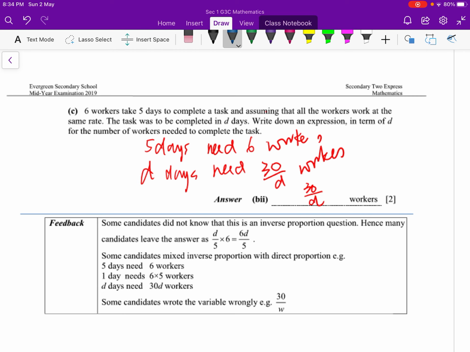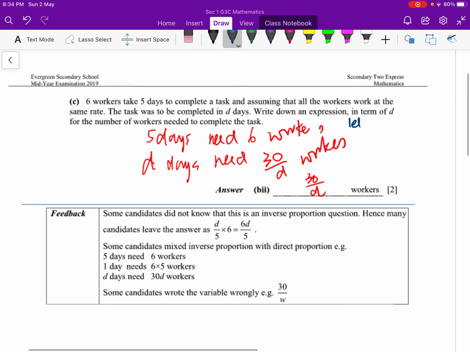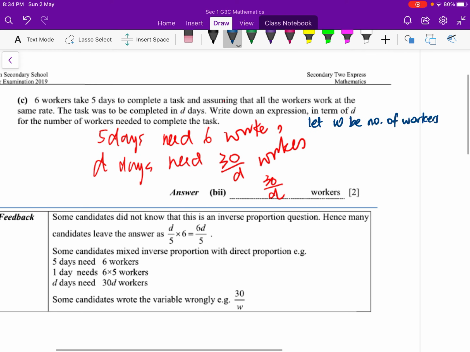Okay, so of course this presentation over here by the setter is fine also, but you can also use some algebra to make things clearer for you. So let W be the number of workers. The number of workers is indirectly proportional, or inversely proportional, to the number of days, so W equals k over D.